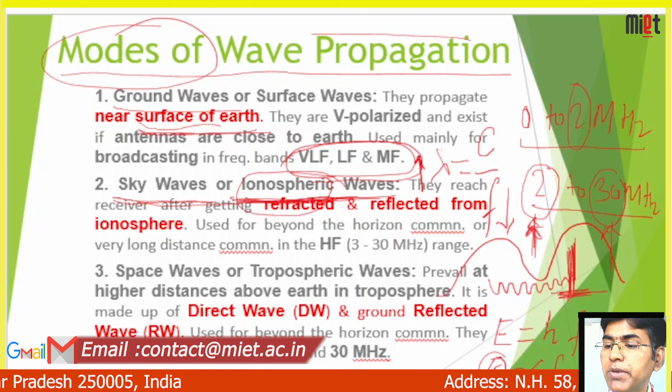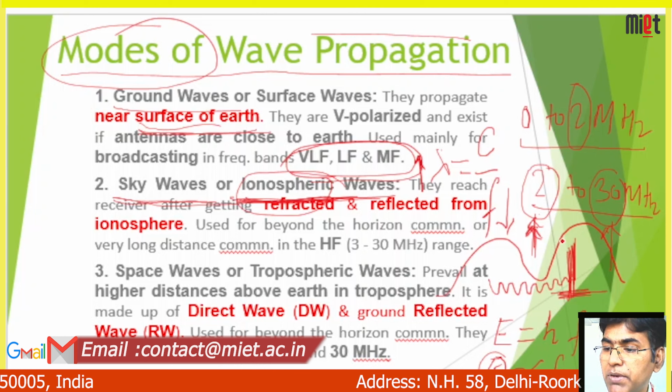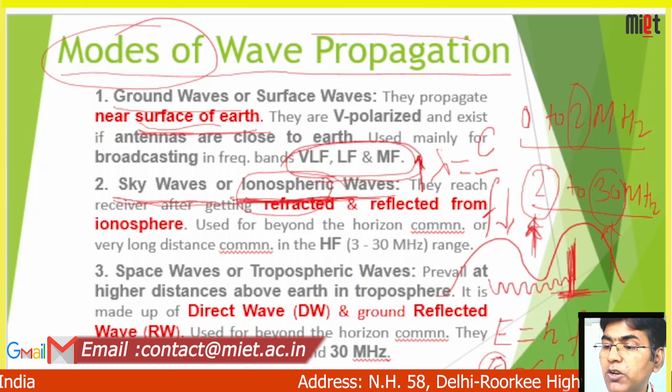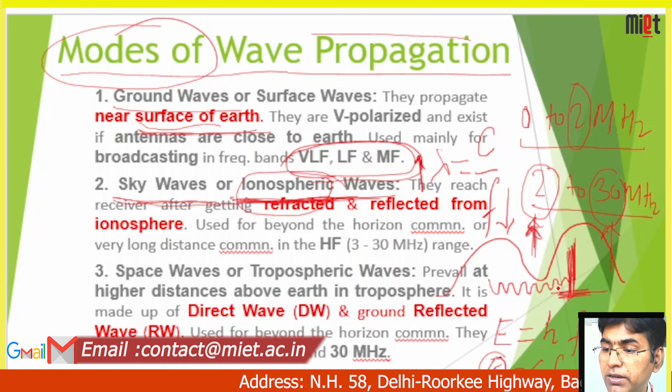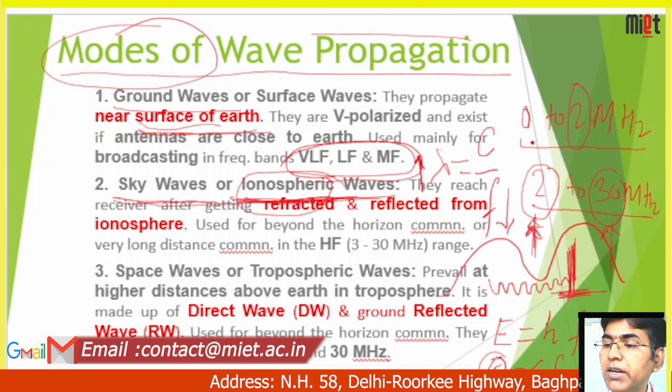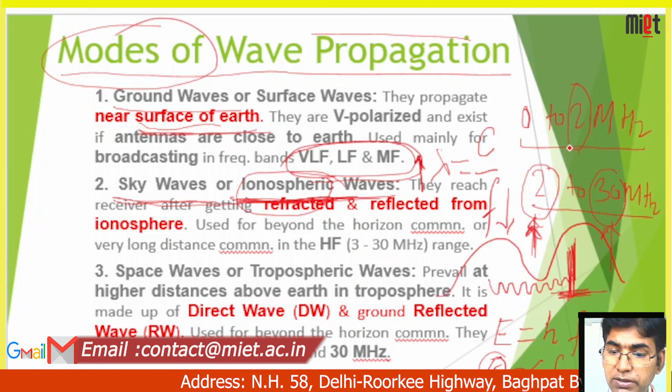2 megahertz will give rise to a high value of lambda, and if lambda is high, then it can easily cross the obstacles available on the earth. If lambda is low, then the signal might get lost very soon on the surface of the earth. So for high lambda, frequency should be low, and that low frequency is 0 to 2 megahertz.